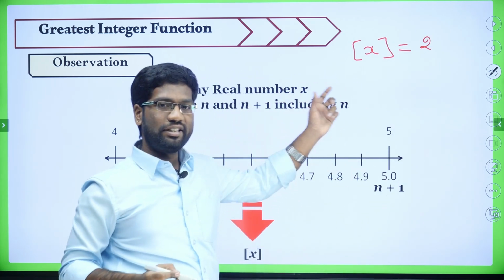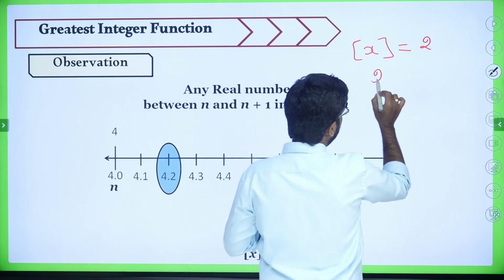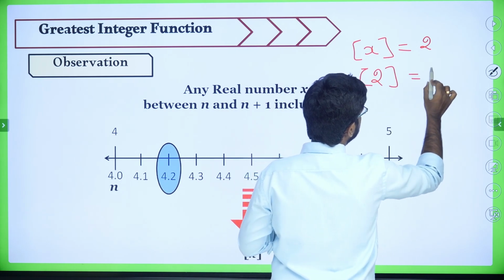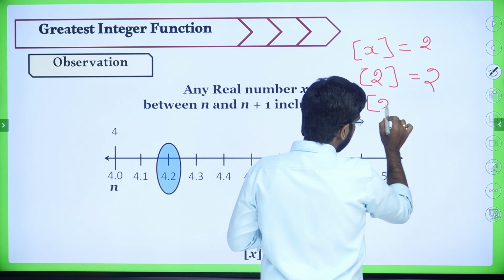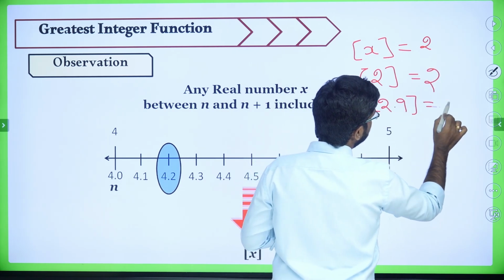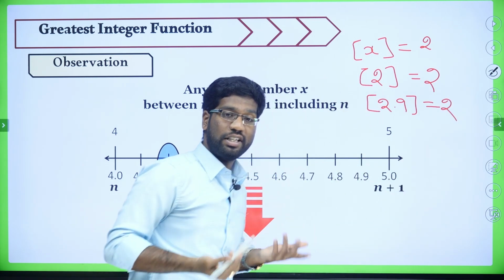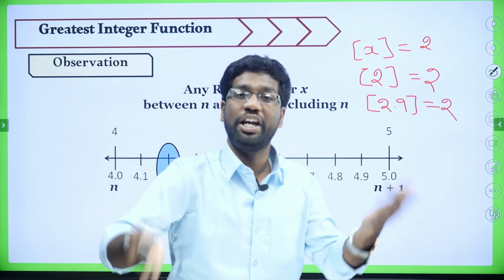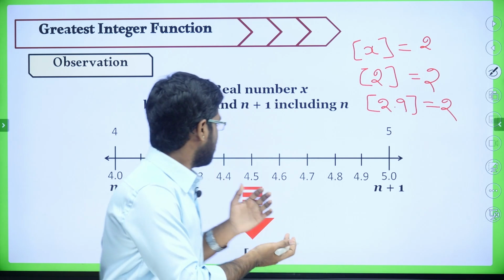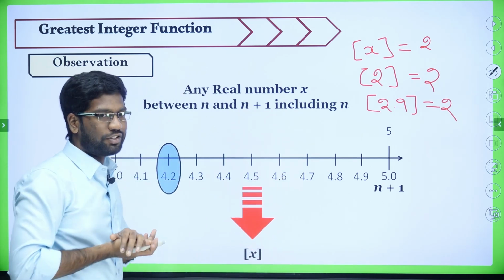So for the greatest integer function, not only for 2 does it give the value 2, my dear students. For 2.9 also, it gives me the value 2. For 2.1 also, it gives me the value 2. For 2.5 also, it gives me the value 2. That's what they are expressing here, my dear students.